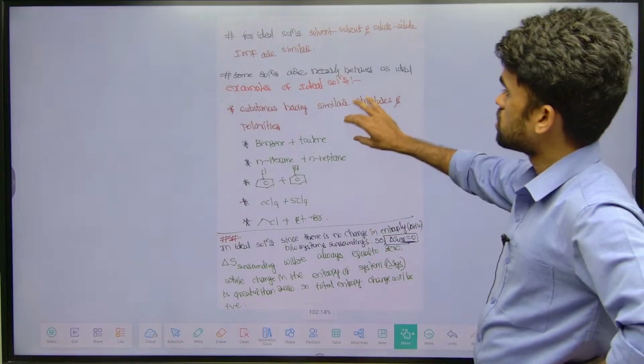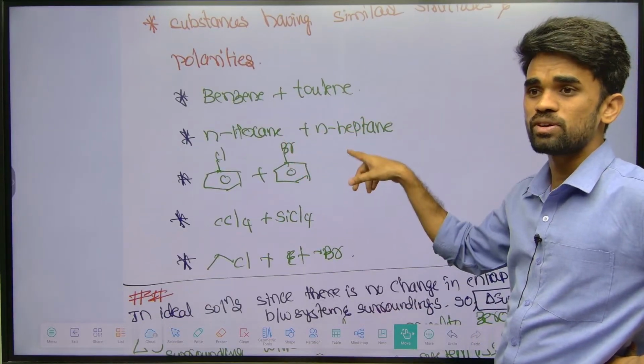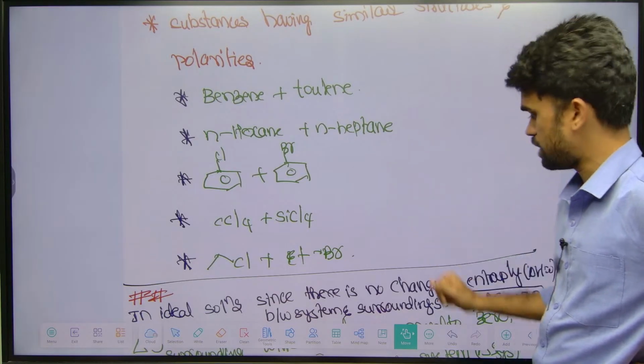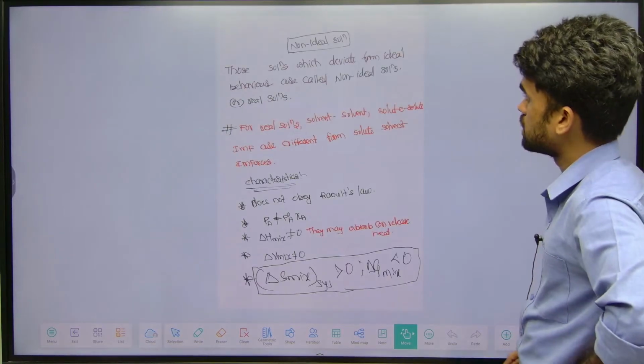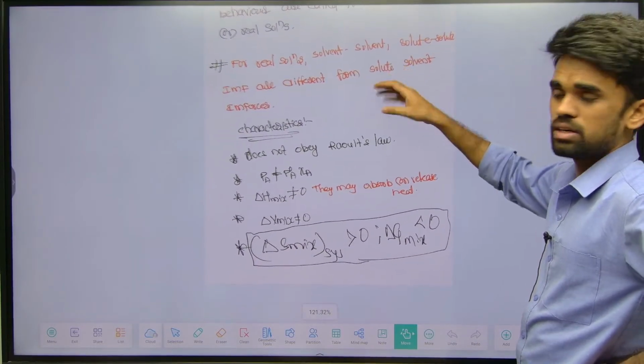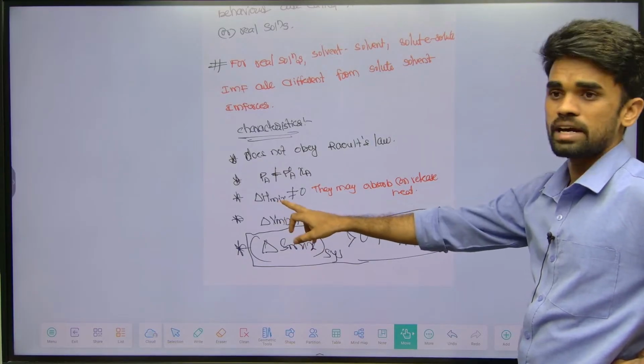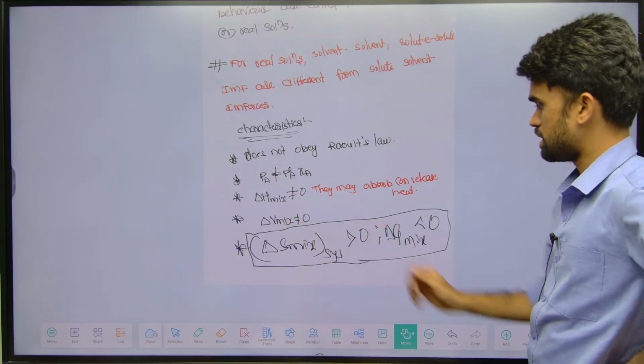Okay. So now see, benzene, toluene, N-hexane, N-heptane, all these are examples for what? Ideal. Yesterday itself we have written for these things. Next, non-ideal solutions. Non-ideal solutions do not obey Raoult's law, we discussed. So now what are the conditions I told you? Delta H not equals to 0. These things.